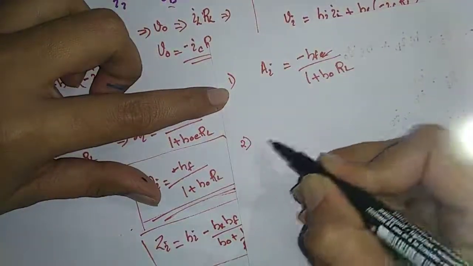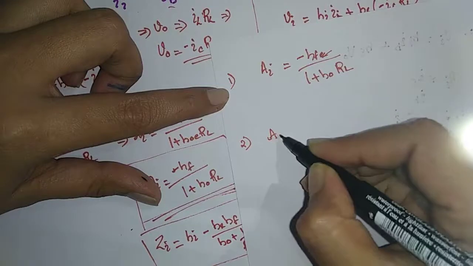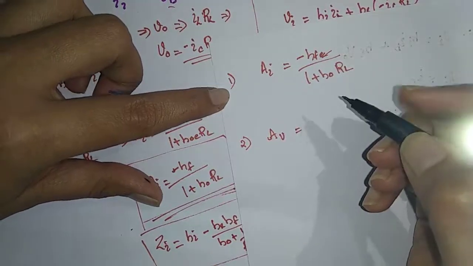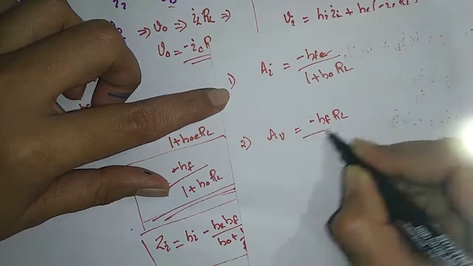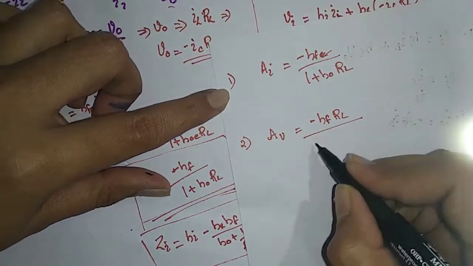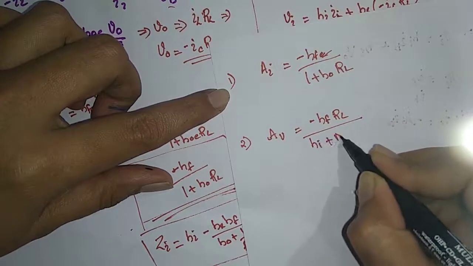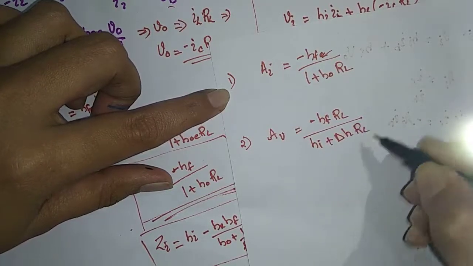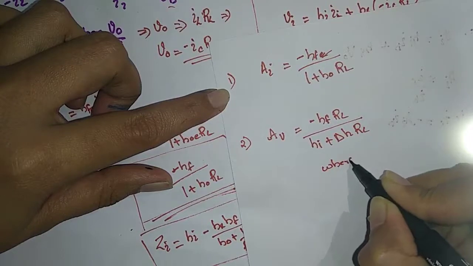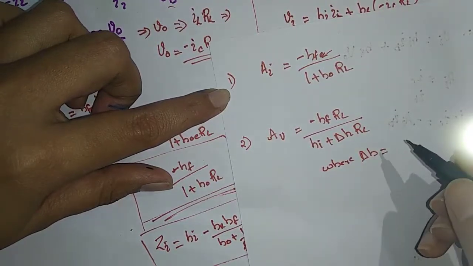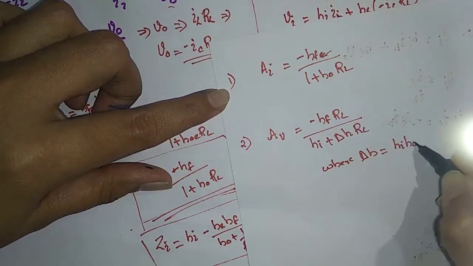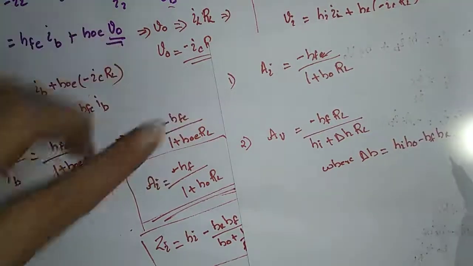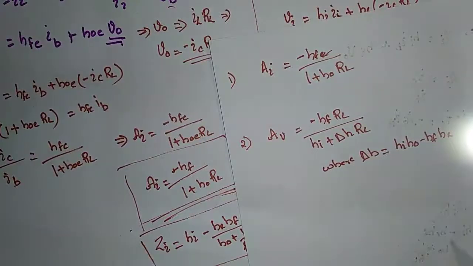What is the voltage gain? The voltage gain we have found out is also minus hf into RL divided by hi plus delta h into RL. What is our delta h? Delta h is equal to hi ho minus hf into hr. This was our equation, hi ho minus hf into hr.